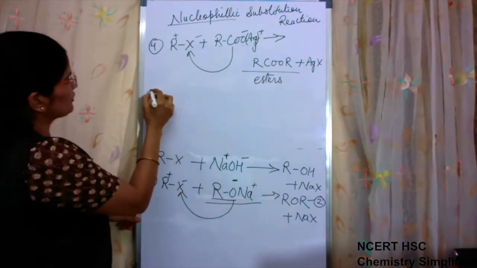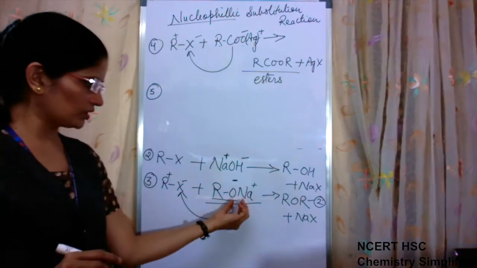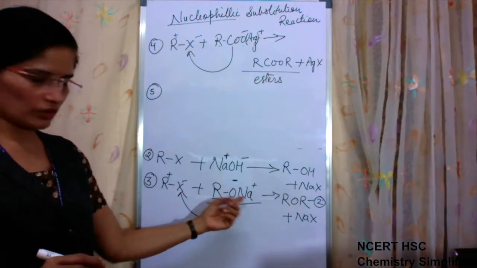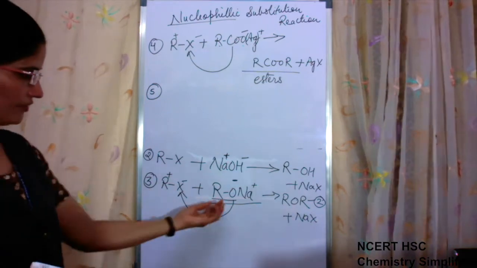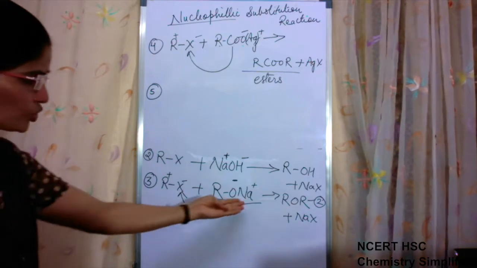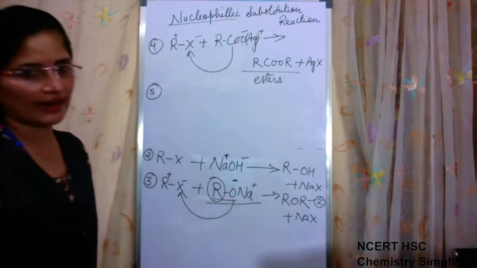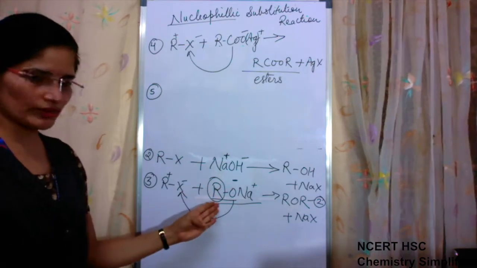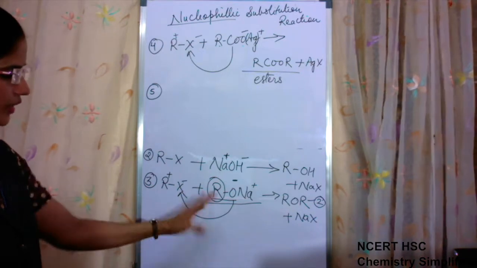Next reaction, fifth. Ma'am, what is the name of the RONa group? RONa is sodium alkoxide. ROR is alkoxyalkane, and when sodium replaces it, then it will be sodium alkoxide, because the R group we have not defined here. If it is C2H5, then it will be sodium ethoxide. Otherwise, simply we will say alkoxide.